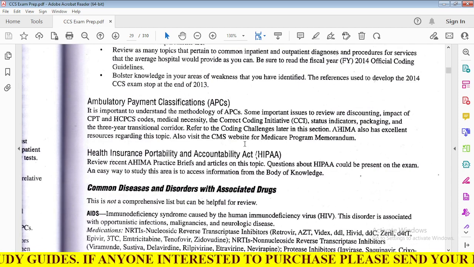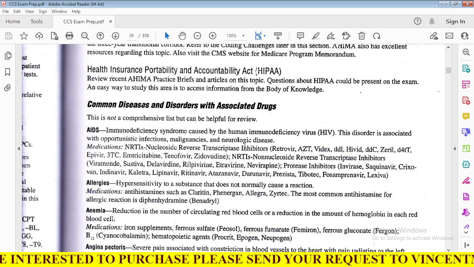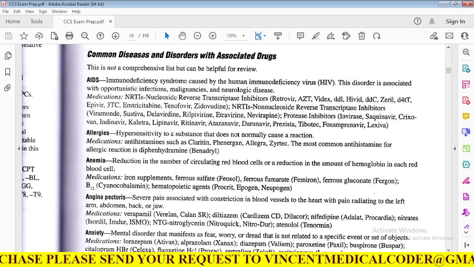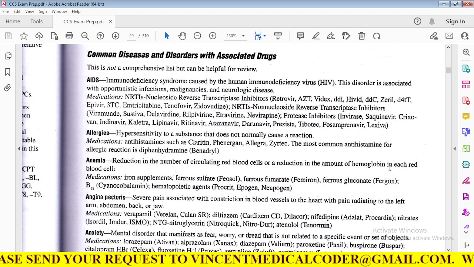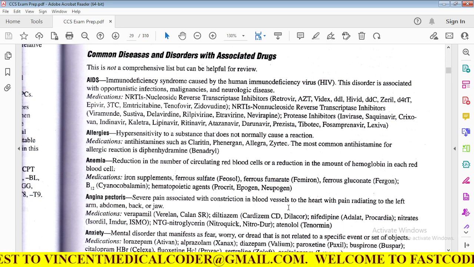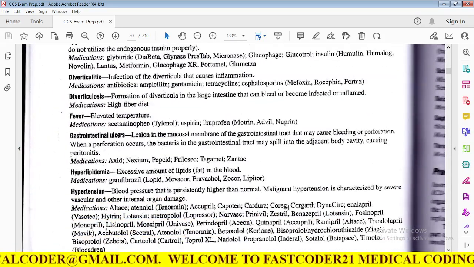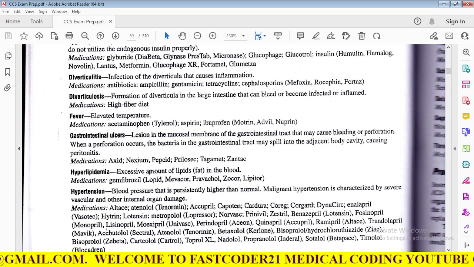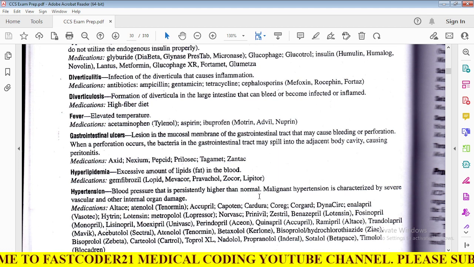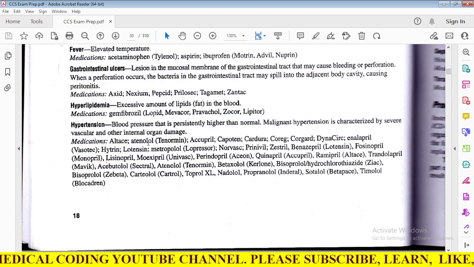See here, you have ambulatory payment classification, and common diseases and disorders with associated drugs. Here you see the condition and the common drugs. For example, anemia means a reduction in the number of circulating red blood cells or a reduction in the amount of hemoglobin in each red blood cell. What are the medications for anemia? Iron supplements, ferrous sulfate, ferrous fumarate. Like that, we have all the conditions with their common medications. Using this, we can understand the common medications. For example, for hyperlipidemia, excess lipids in the blood, usually we use gemfibrozil, Lopid, Mevacor, Pravachol, Zocor, and Lipitor. So if you see hyperlipidemia or gemfibrozil, you need to understand the physician is treating or talking about hyperlipidemia.